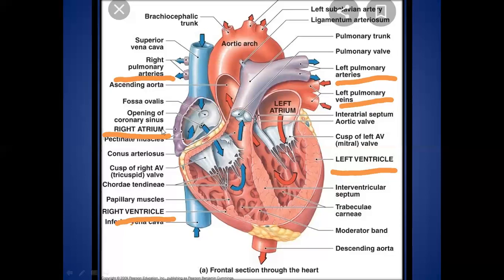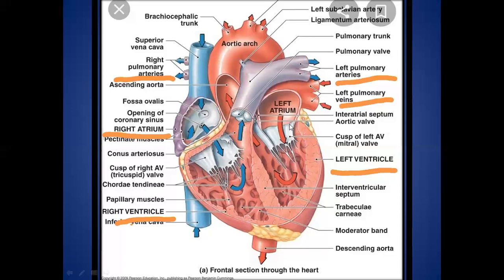I'm repeating again. The deoxygenated blood, or poor blood, comes from all parts of the body and enters into the right atrium. From the right atrium, when it contracts, the blood flows into the right ventricle, and when the ventricle contracts, the blood then enters into the pulmonary artery, and then the pulmonary artery carries it to the lungs. Clear?